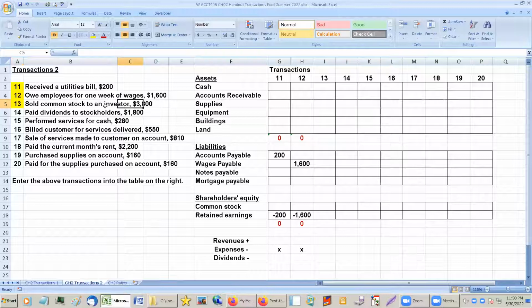So common stock to an investor. I'm sorry. Learning how to talk here. So we sold common stock. Okay, so we got cash for that. But now we have more owners. So the assets went up by 3,800, the owners went up by 3,800.